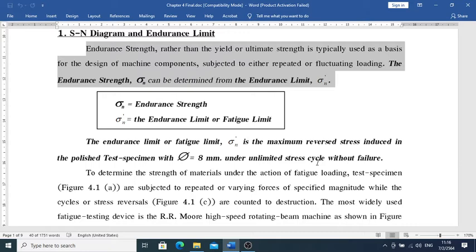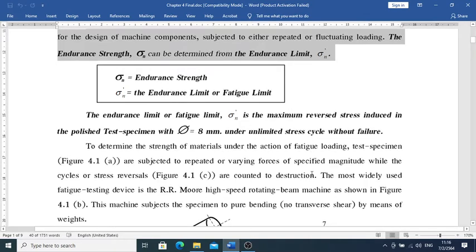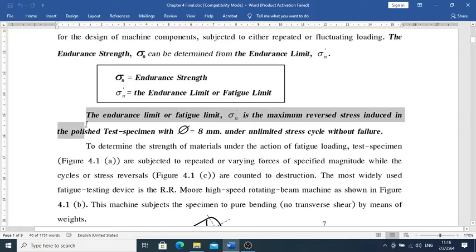The endurance strength, sigma n, can be determined from the endurance limit, sigma n prime. So first things first, we have to find sigma n prime, and then use it to determine the sigma n that we will use as the reference. Sigma n prime is the endurance limit, or the fatigue limit. I put the definition in bold letters here, based on the experiment.